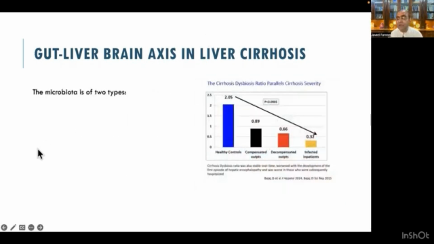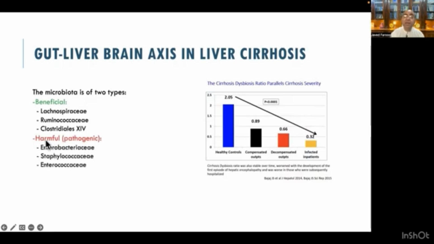The gut microbiota is of two types. One is the beneficial one. These are the important components of it. And another is the harmful one, the pathogenic one, and these are the components of pathogenic microbiota. Both of these remain there, but the ratio is in favor of beneficial rather than harmful pathogens.